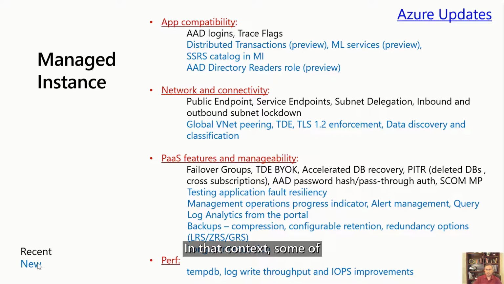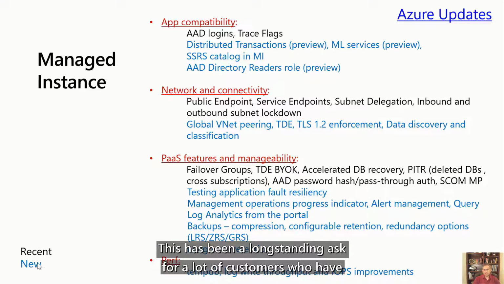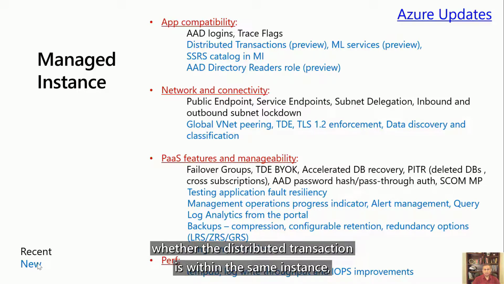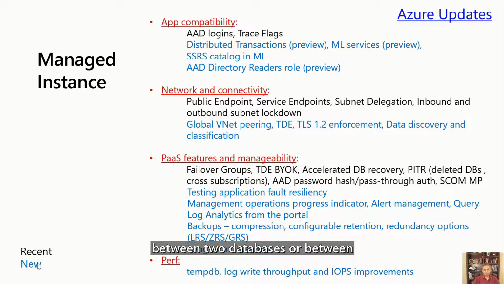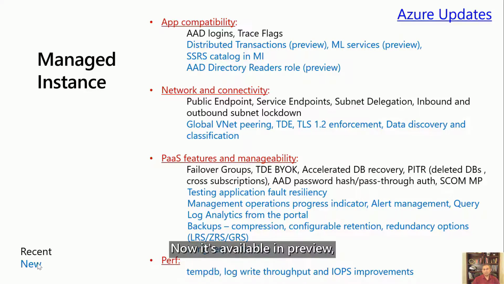In that context, some of the new updates I want to highlight, the first one is distributed transactions. This has been a long-standing ask for a lot of customers who have built MSDTC-based applications, whether the distributed transaction is within the same instance between two databases, between two different instances, or between an application and an instance. Now it's available in preview, so definitely go try it.